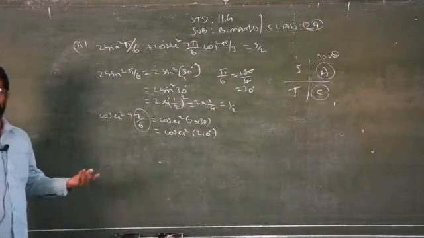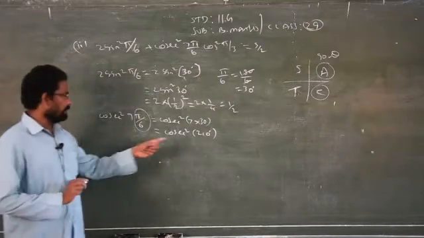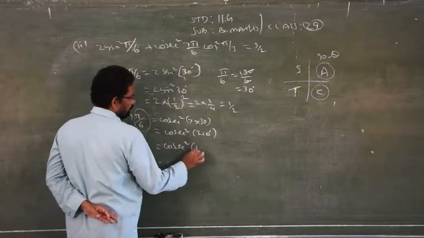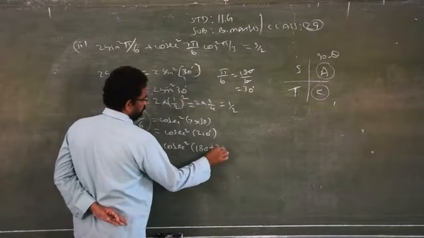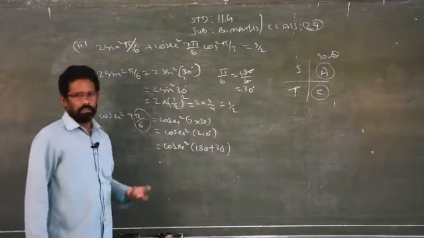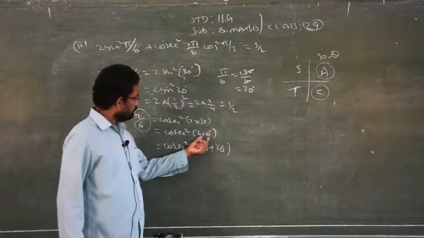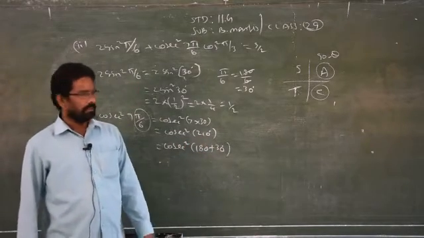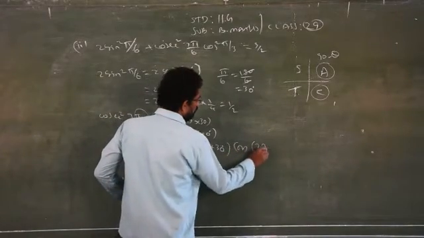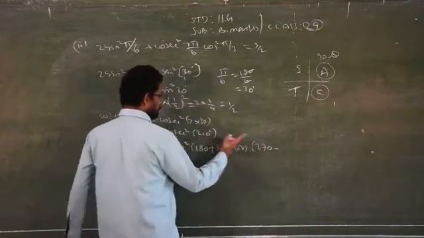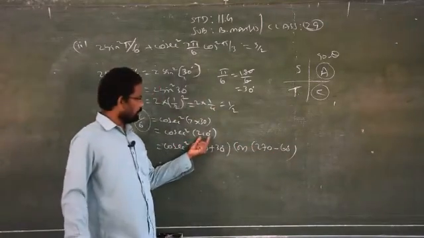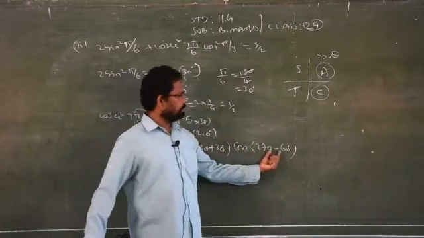Now you have to express the 210 in terms of your wish. 180 plus 30. Correct. Or you can write 270 minus 60. You will get the same answer. Either you have to express this by 180 plus, or 270, how much you subtract, you will get 60. Anyhow, you can express this 210 either as 180 plus or 270 minus 60.